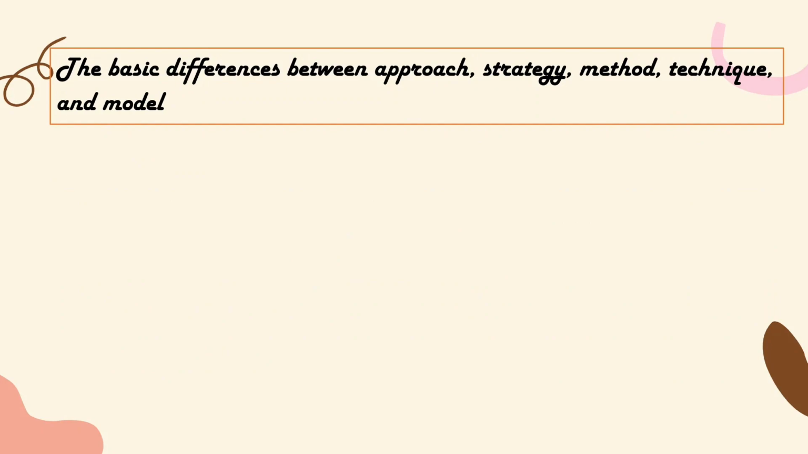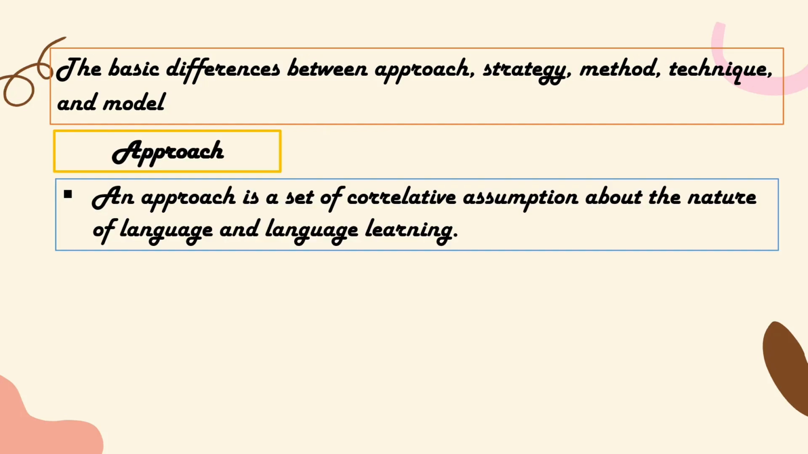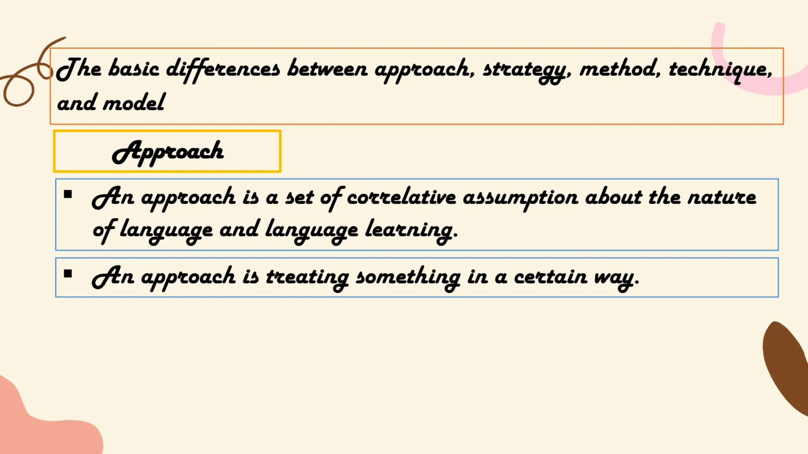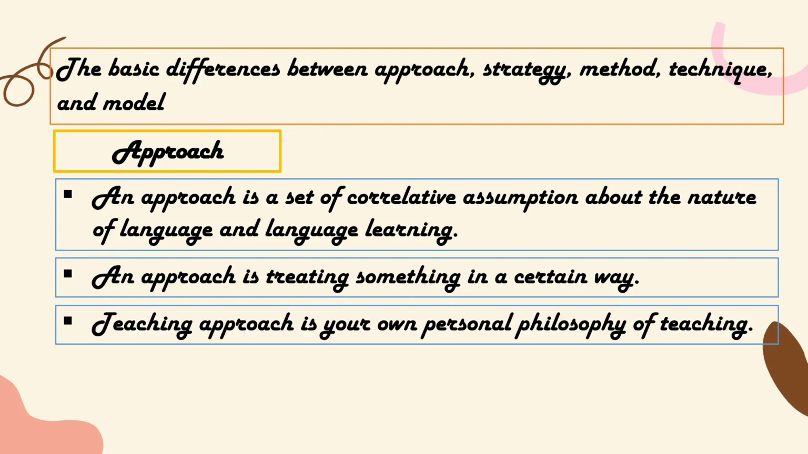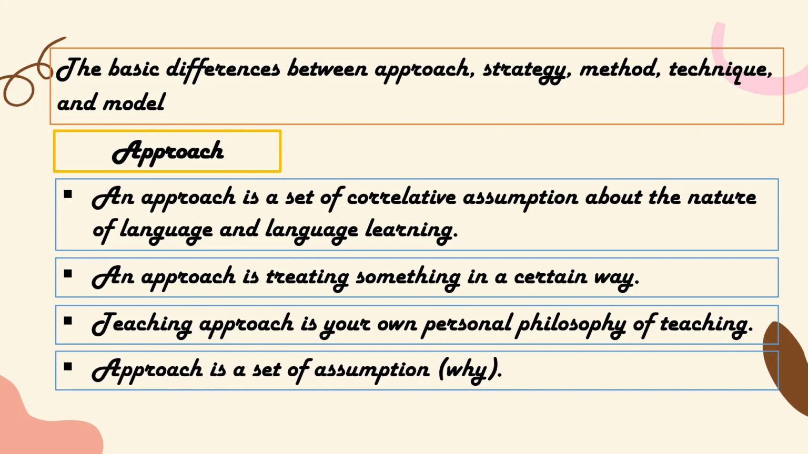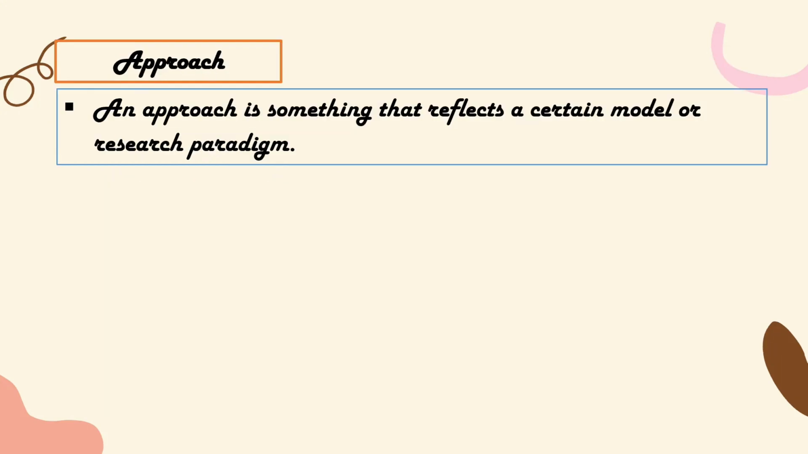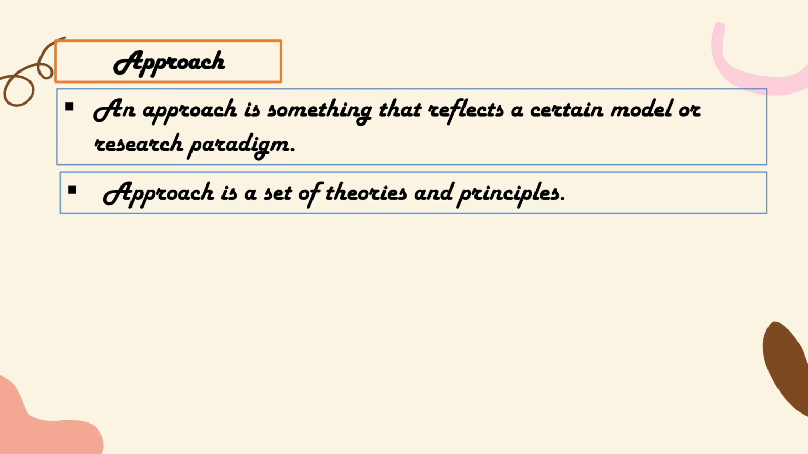learn. The basic differences between approach, strategy, method, technique, and model. Approach. An approach is a set of correlative assumptions about the nature of language and language learning. An approach is treating something in a certain way. Teaching approach is your own personal philosophy of teaching. It's a set of assumptions. Why? An approach is something that reflects a certain model or research paradigm. It is a set of theories and principles.